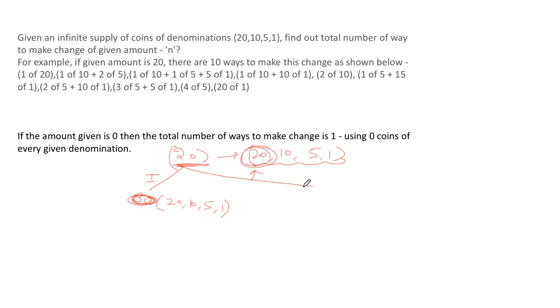What is the other possibility that we were talking of? Doesn't include, right? What is the sub problem now? The problem is: create 20 with 10, 5. Do you have a solution for this? You have the answer for this, right? Let's try to solve this thing.